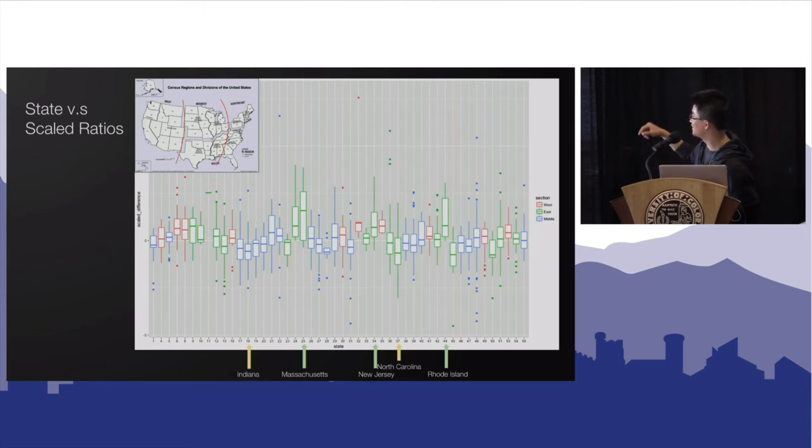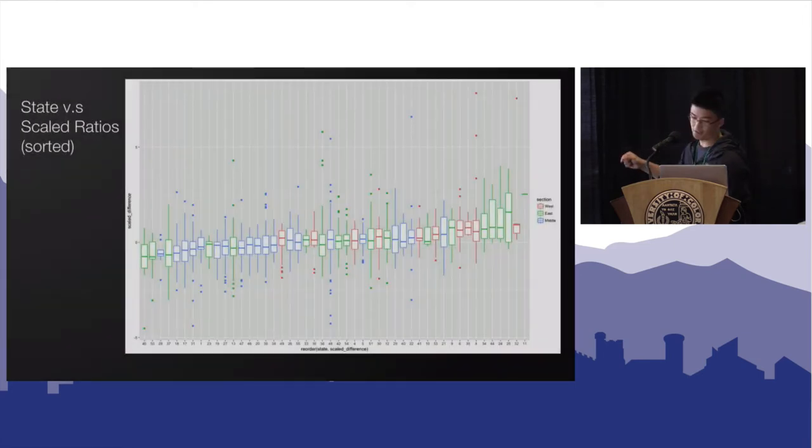For those of you who are not familiar with the box plot, the middle line in between each rectangle is the median. The top is the third quartile, and the bottom is the first quartile, 25%. Each point basically means a county, and it will be more clear if I sorted it.